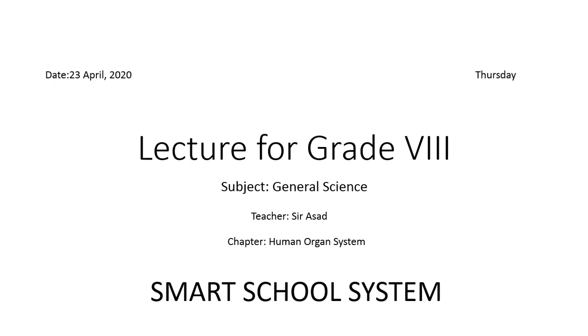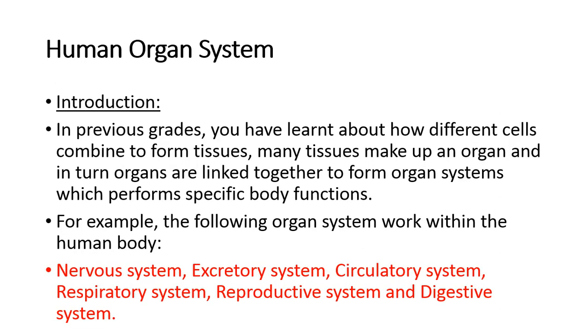Students, I want you to open your General Science book of grade 8 and go to page number 1. Okay? Students, I hope you are on page number 1. On page number 1, the chapter is Human Organ System. In this chapter, we will learn about some organ systems of humans.